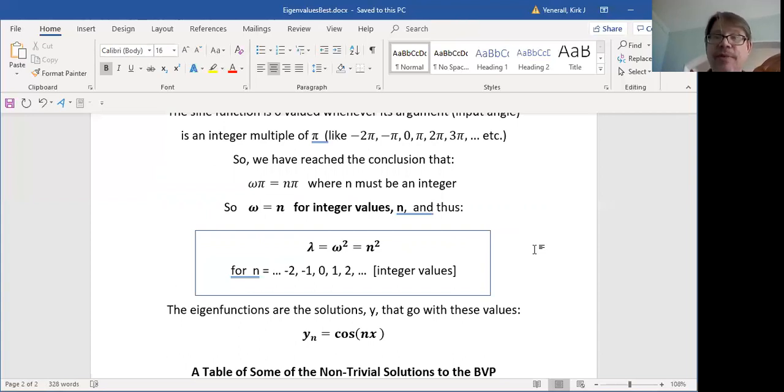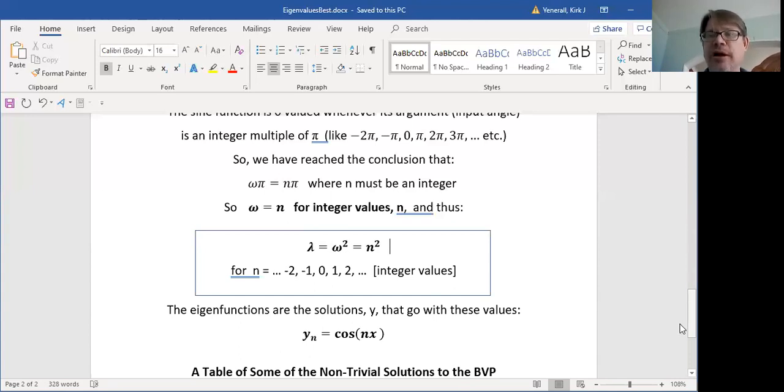Those are what we call the eigenvalues. Remember, the eigenvalues were the values of lambda at the beginning of the problem that produced interesting solutions. We now know what those are. They are squares of integers. So things like 0 and 1 and 4 and 9 and 16. Those squares of integers are what we call the eigenvalues for this problem.